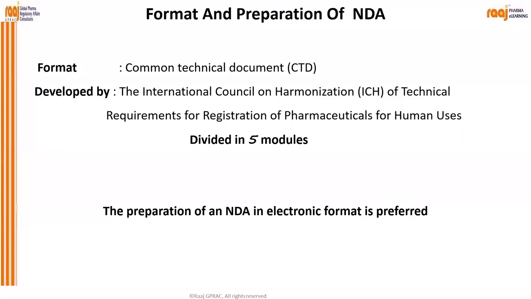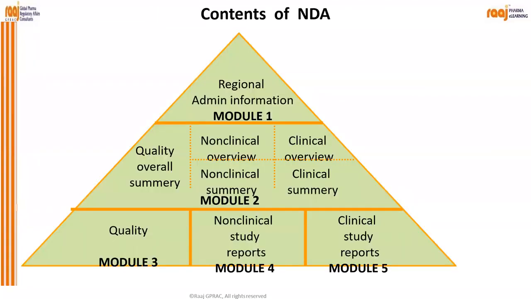So let us discuss a little bit about CTD, which comprises 5 modules, right? As I said, this is module 1, which talks about the regional and administrative information. It is usually drawn as not part of the CTD. Why is it drawn that way? Because this part contains only the administrative and regional specific information. Whenever you want to submit your application to the US, Europe, Canada, or any country, you have to follow that country's specific requirements.